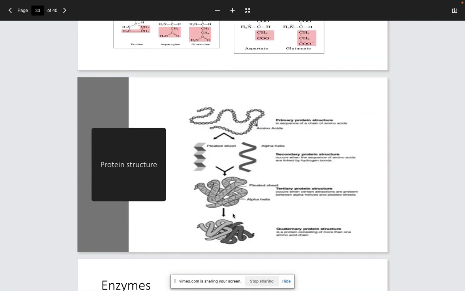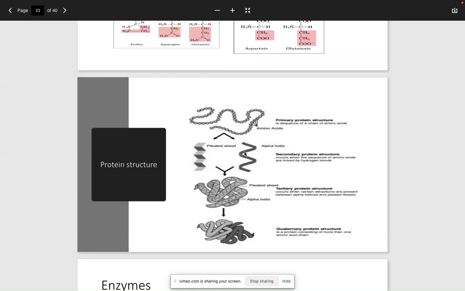This is a picture just depicting to you what protein structure is. I think it's a very good picture, one that would be very useful for studying purposes, one you may see on an exam or on a quiz. This here is a primary protein structure. This is just a sequence of the chains of amino acids. It's linear, there's no folding.